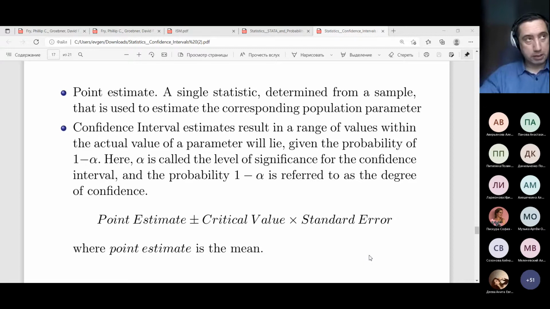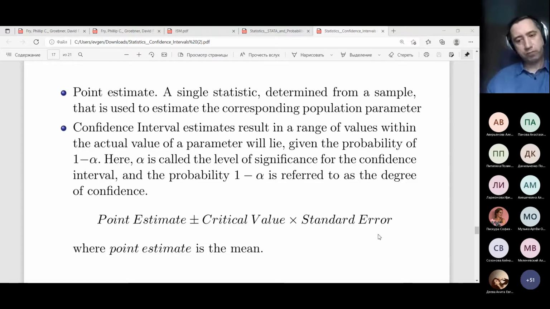Usually, we take three possible values of alpha: 0.1, 0.05, or 0.01. These are three possible values of alpha. For sure, you can set your own alpha. It could be 0.2, but usually we don't use numbers bigger than 0.2. So alpha must be small, as small as possible.